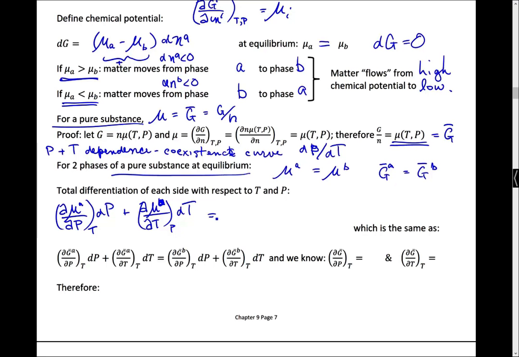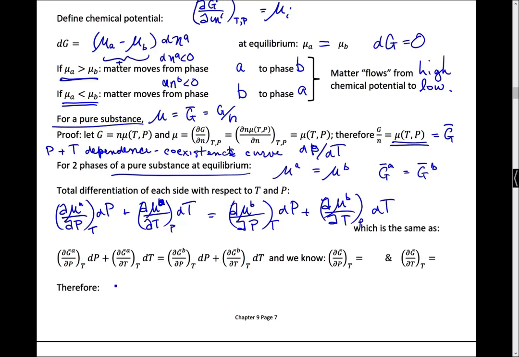I need to do the total differential of the right side. So that will be the partial of mu phase B with respect to P, holding temperature constant, times dP, plus the partial of the chemical potential for phase B, changing with respect to temperature, holding the pressure constant, times dT. Okay? All right. And then down below, I've done exactly the same thing, but now for the molar Gibbs energy. And so what we can establish is that this is the same as this. This, the same as this. They're all identical, right?